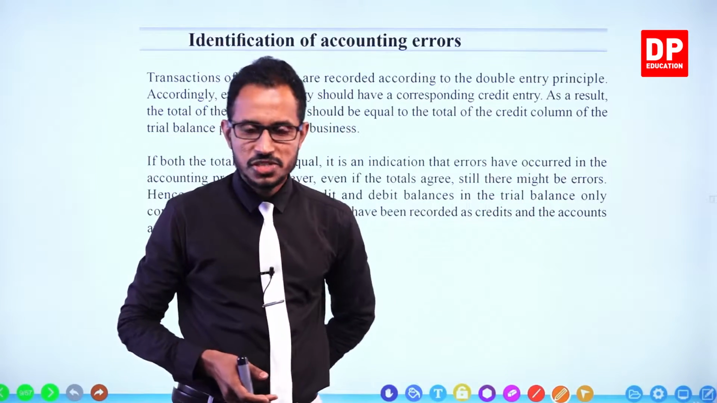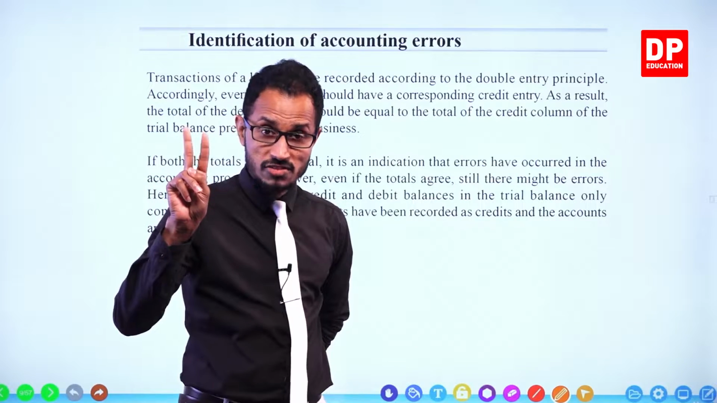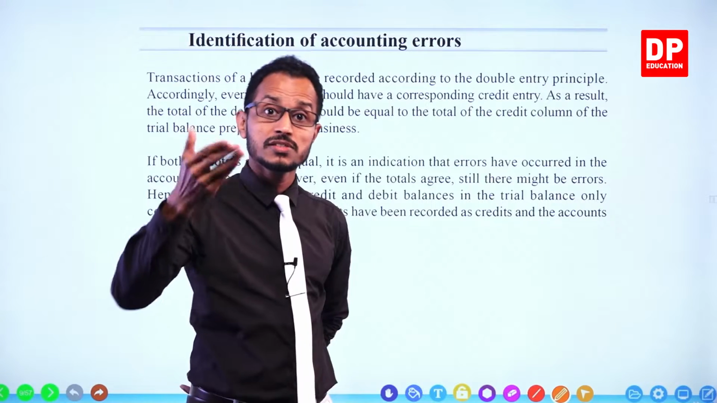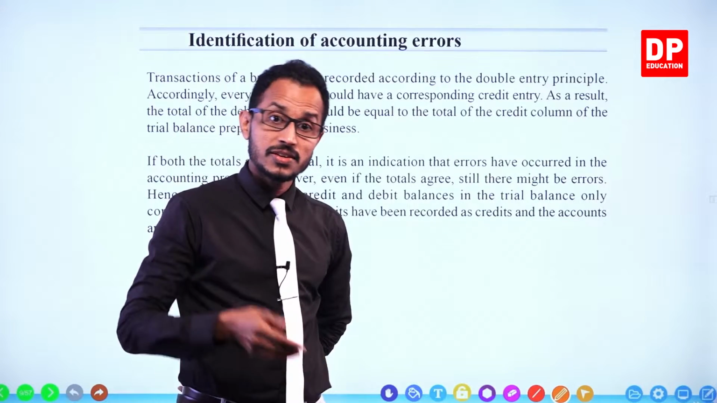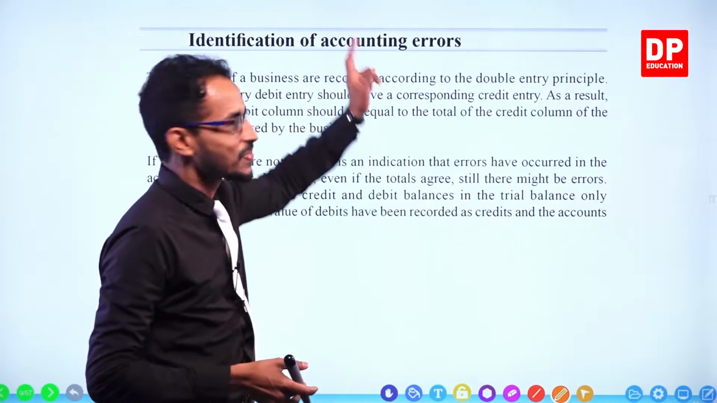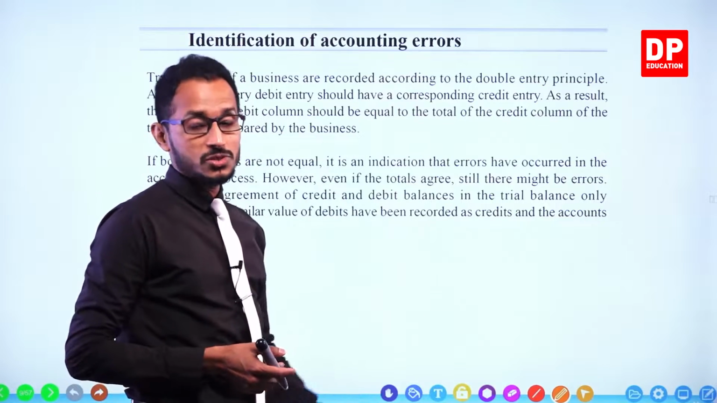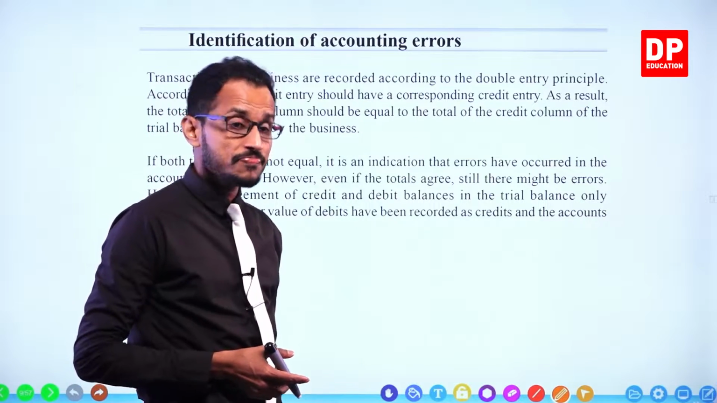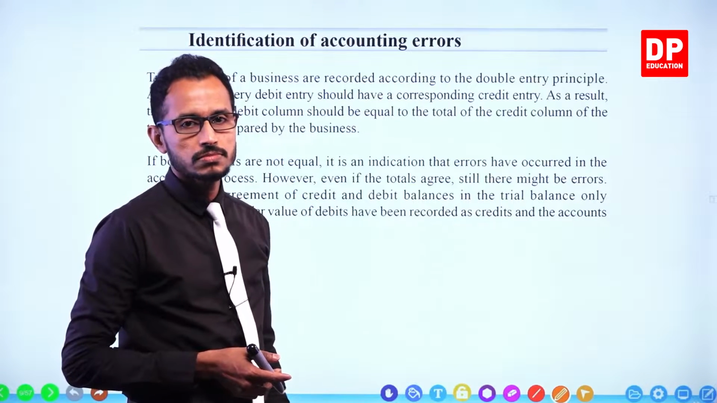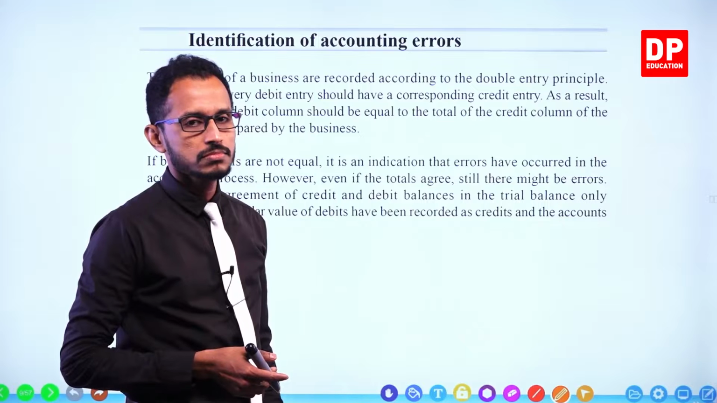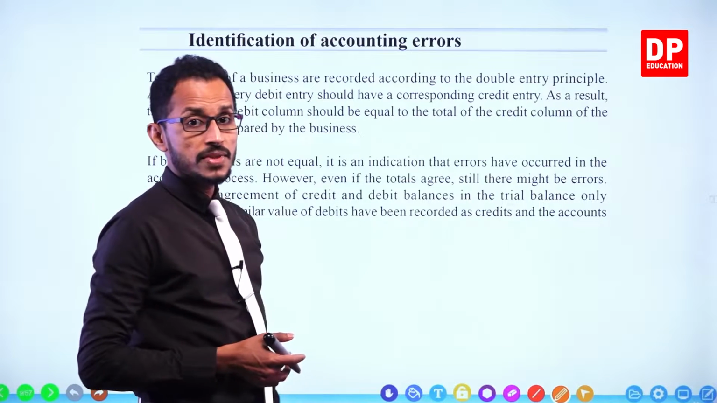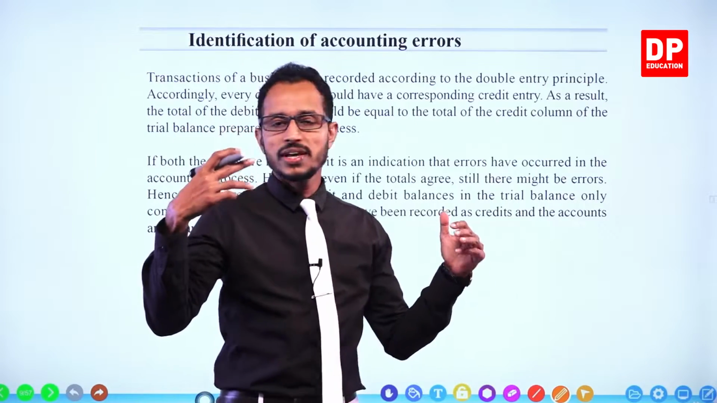The next chapter, chapter 2 of Unit 12, correction of accounting errors. Correction of accounting errors. We can say it in several different ways. All right. Identification of accounting errors. We are starting today's chapter with this: learning how to identify accounting errors. You know already what accounting errors are.